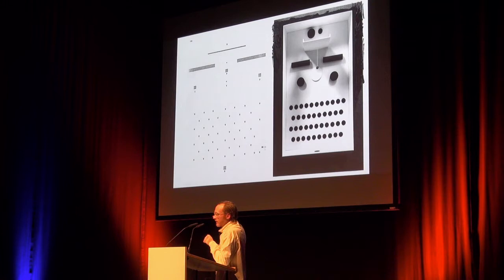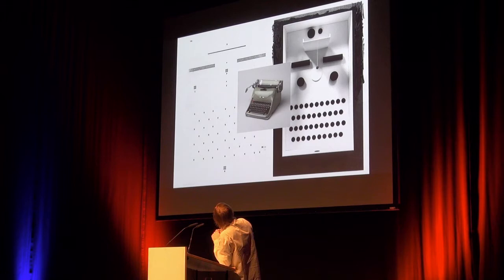stage. On the left is a plan view of the stage made on the typewriter, so using the matrix, the grid of the typewriter. And on the right is a model of how the stage itself would be built. So it's supposed to resemble the typewriter from an elevated view. It's that typewriter, the Olivetti Lexicon 80.